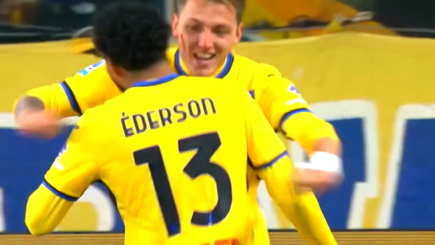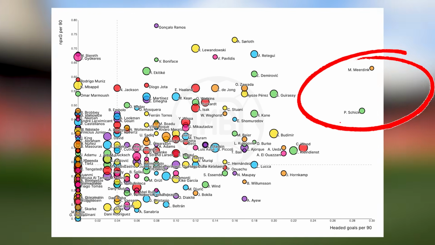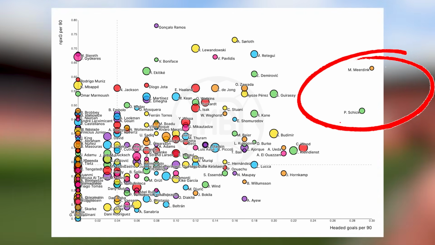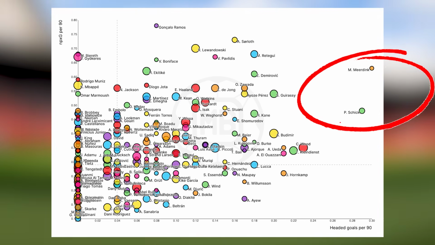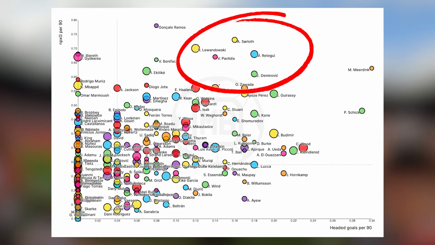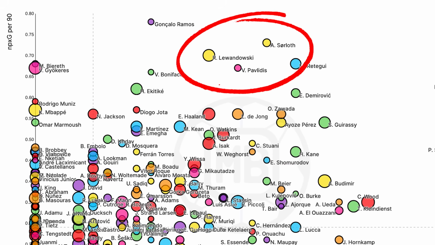Merdink and Schick do sit as outliers, and so I would consider both, particularly Merdink, as given he's only 21, and hasn't been talked about that much, he almost certainly wouldn't be that expensive. But also you can see that while Sorloth, Pavlidis and Retegui's graph positioning shows them to be highly valuable from aerial situations, Gyökeres and Vieira on the other hand aren't significant aerial threats at all.